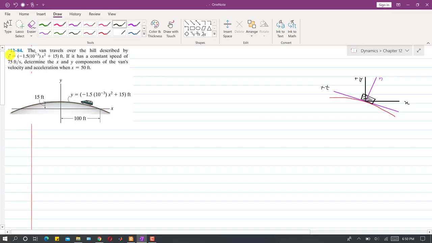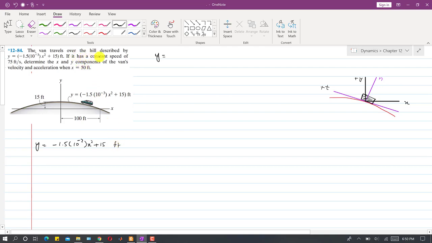I am going to solve this problem 1284. In this problem we are given that the van travels over the hill described by this function. So we are given that this van is traveling about this hill and this is the y of x function. So we can write that y is equal to minus 1.5 into 10 raised to the power minus 3 x square plus 15, and this is in feet, remember.